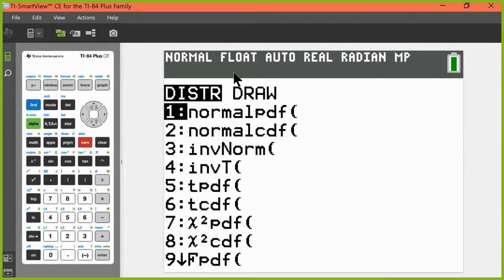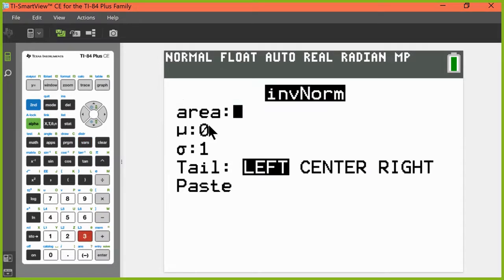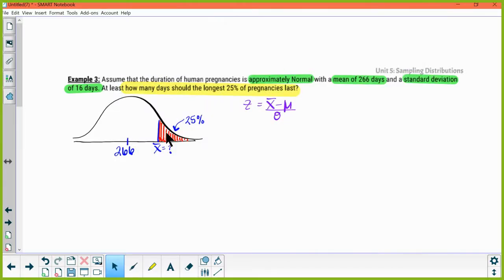Now, for problems like this, you don't necessarily have to check conditions because we're not going through and calculating probabilities. Instead, we are just getting values based on the fact that it's already telling us it's a normal distribution. So for things like this, you do not have to check every single condition. So I'm going to go to inverse norm, and notice it's going to ask you area, mean, and standard deviation. Well, if I go back to my question, I want to find area of 25%.